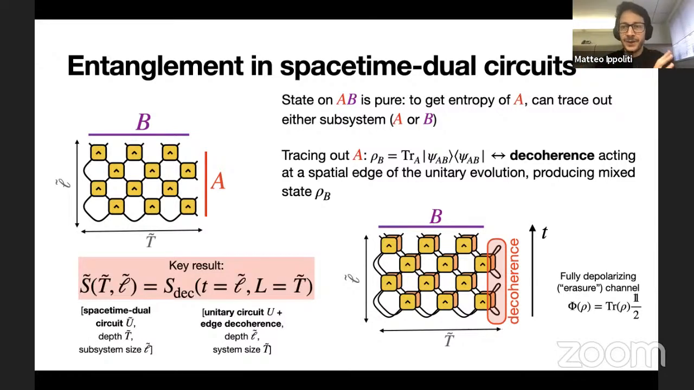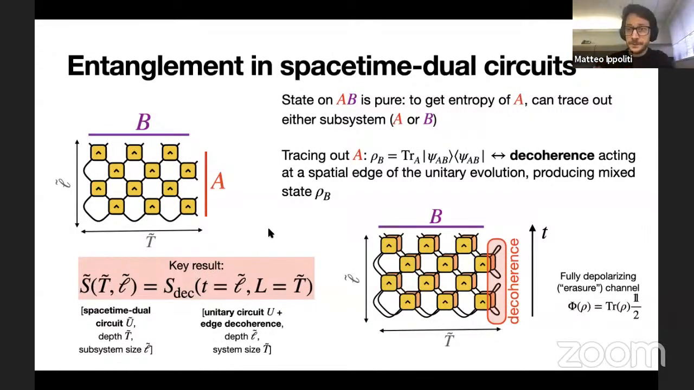So with this in mind, we get to this key result, connecting the entropy of the states produced by non-unitary dynamics to the entropy of the states produced by unitary dynamics with edge decoherence. There are two effects from space-time duality here. One of them, maybe the more expected one, is that you're exchanging the roles of size and depth. So the spatial and temporal extent of your circuit are being exchanged. On the left-hand side, you have depth t twiddle and subsystem size L twiddle. On the right-hand side, you have the opposite. This is maybe expected. The less expected thing is that now you have this twist of edge decoherence on one side of the duality, which you don't have on the other.